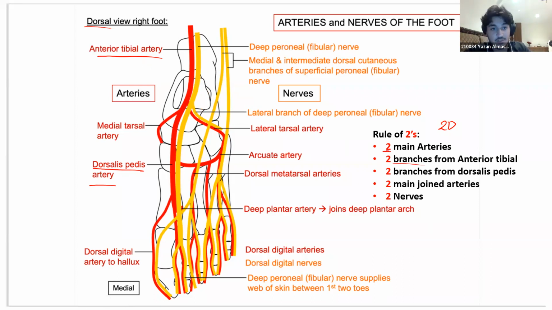2 branches from the anterior tibial. So what are the 2 branches? We have the medial tarsal artery and the lateral tarsal artery.